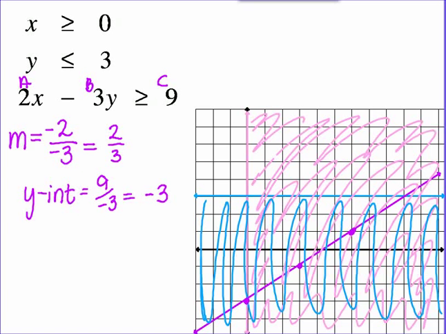Now what we need to do is figure out what side of the line you're going to shade. Are you going to shade the upper left or the lower right? So how do you do that? Pick a point, like 0, 0, which is right here. Let's plug 0, 0 into our equation. If I plug 0 in for x and 0 in for y, I get 0 is greater than or equal to 9. Is that a true statement? No. So am I going to shade with the 0, 0? No. So where am I going to shade?